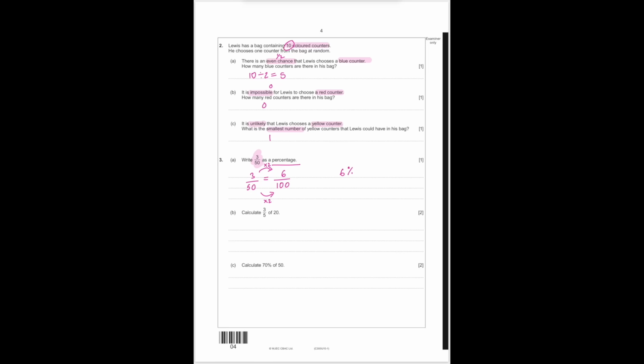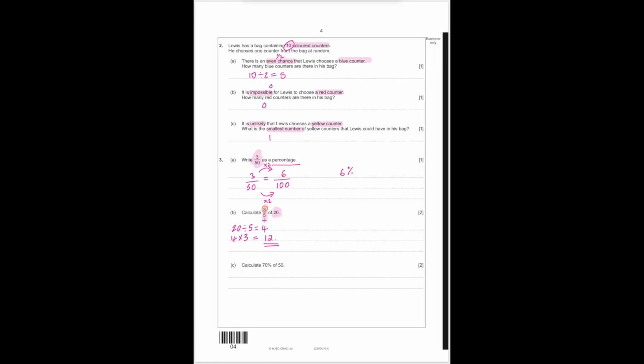Part B, calculate 3/5 of 20. So what we need to do is split 20 into 5 equal parts. So we're dividing by the bottom. So 20 divided by 5 is equal to 4. And then we want 3 of those fifths. So we're going to do 4 multiplied by 3, which is 12. So 12 is 3/5 of 20.